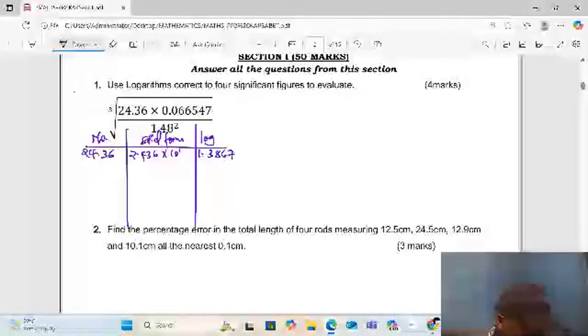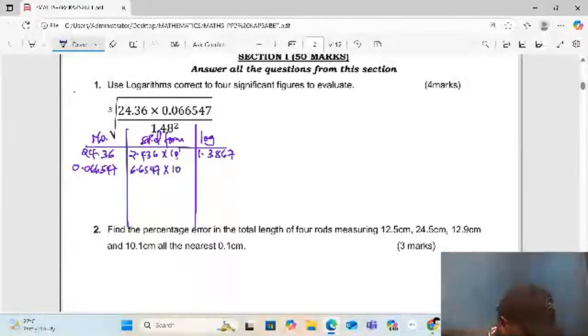Then move to the next number, which is 0.066547, and we shall have our 6.6547 times 10 power negative 2. So we shall have bar 2 point, then the log of 6.6547, we have 8231.